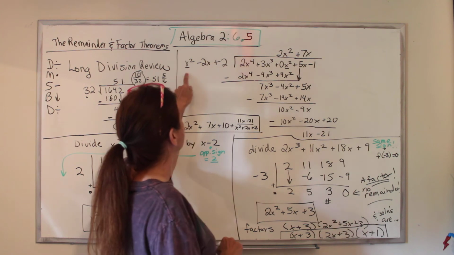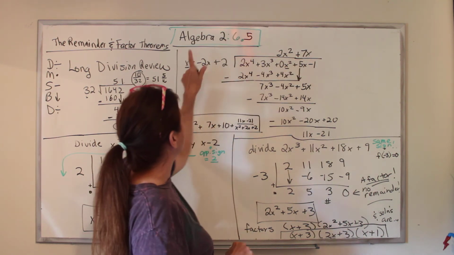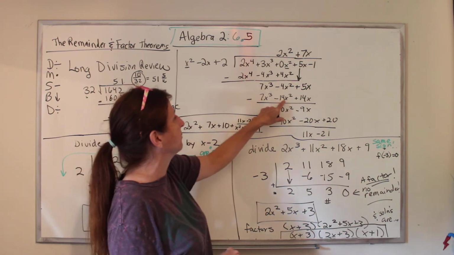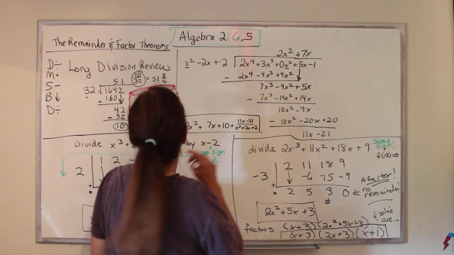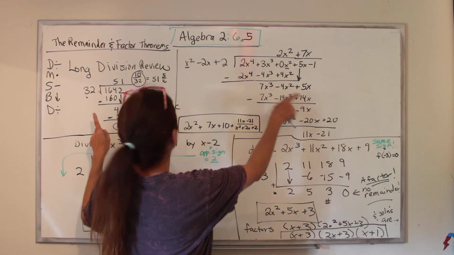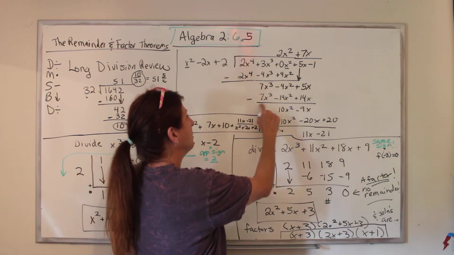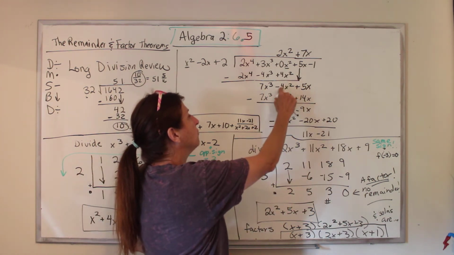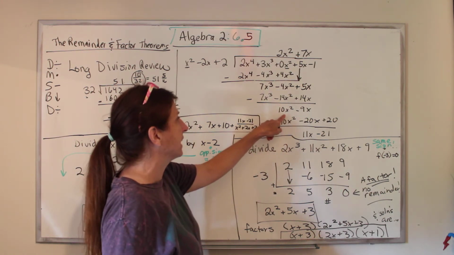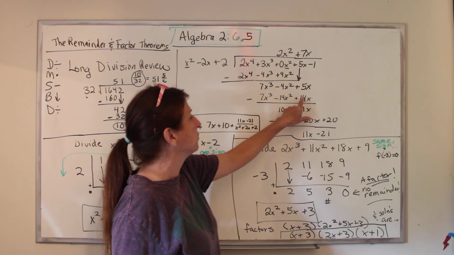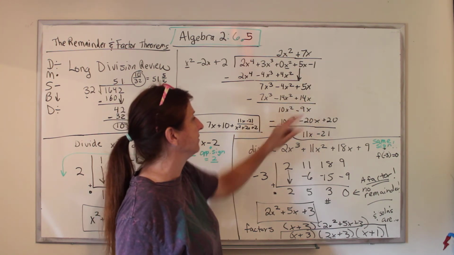7x times x squared is 7x cubed. 7x times negative 2x is negative 14x squared. And 7x times 2 is 14x. Now what do I do? I multiplied, so now I subtract. 7x cubed minus 7x cubed is nothing. 4x squared minus negative, two negatives make a positive, so it's 10x squared. And 5x minus 14x, that's negative now, so that's negative 9x.